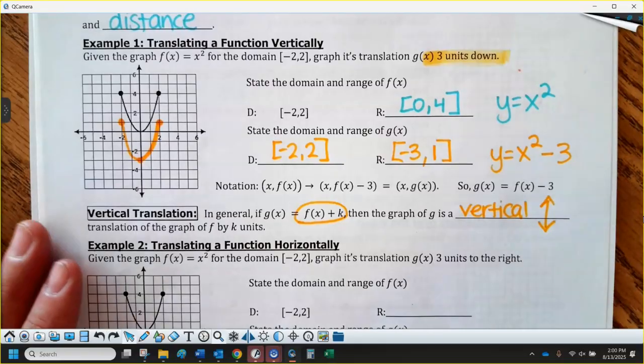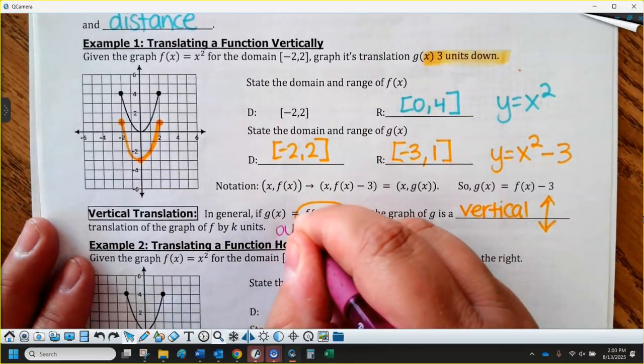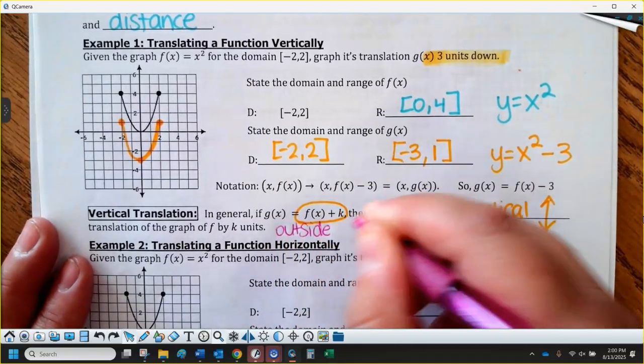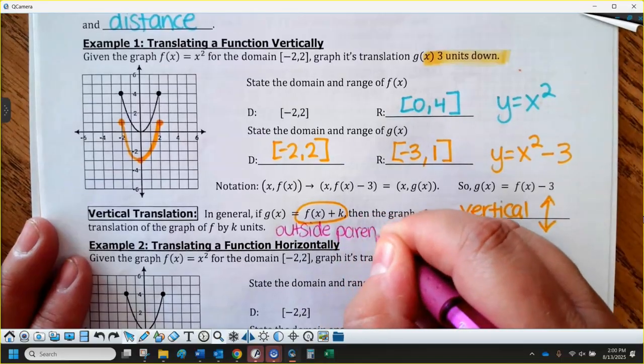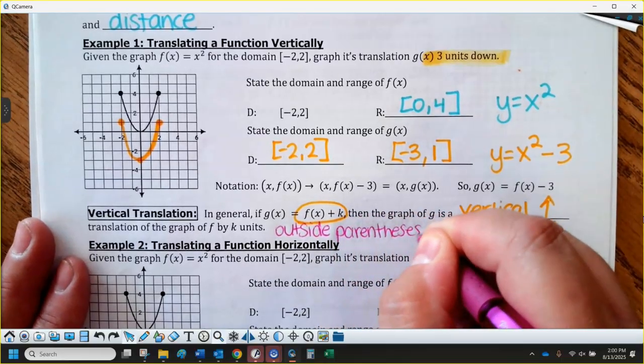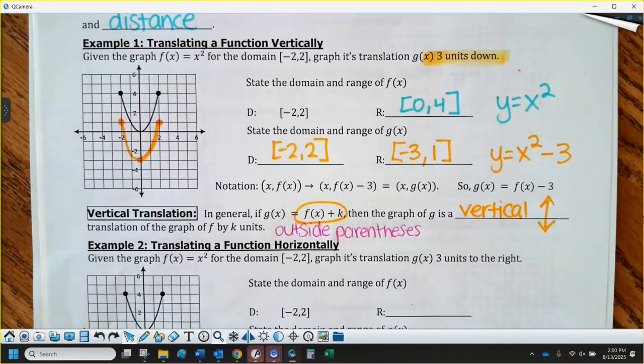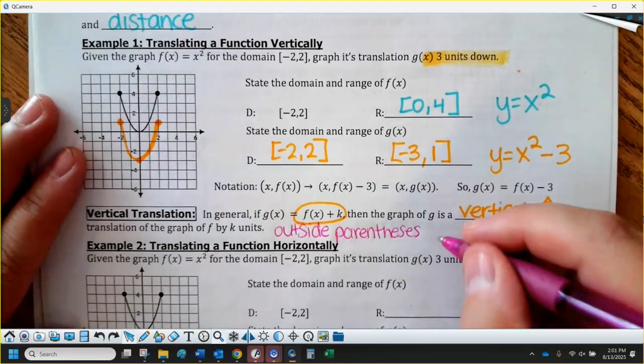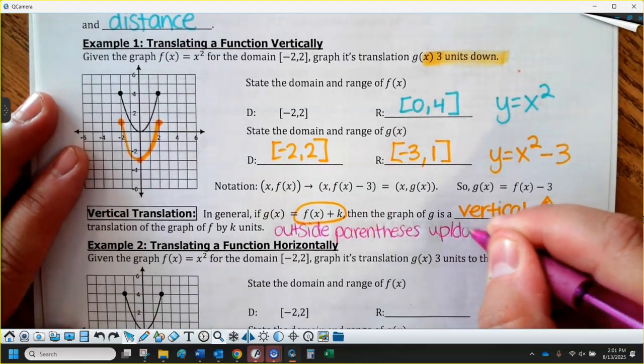Okay, I'm going to write this. So this is outside the parentheses. Right, outside, right, I have f of x right in that notation if you guys see that. Or if you see, I don't have any parentheses at all where I wrote y equals x squared minus 3. This is outside the parentheses. And what this is going to do, we're going to do up or down.